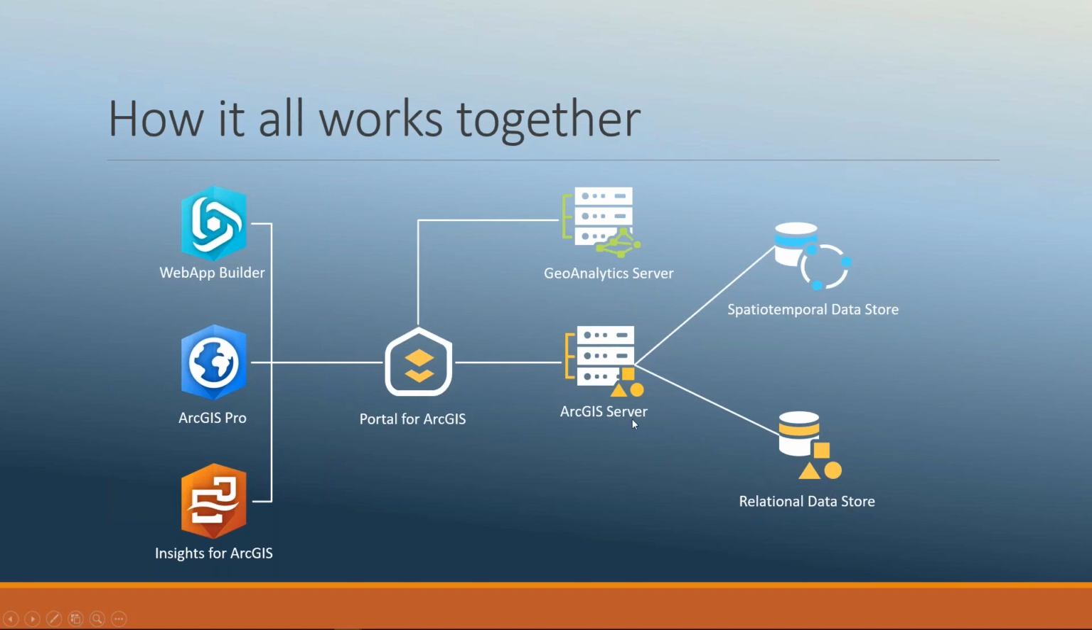the three pieces that are in this orange or yellow color, the relational data store, the ArcGIS Server, and your Portal for ArcGIS, make up what's called your base deployment of ArcGIS Enterprise. This is really the core of your enterprise GIS deployment. Once you have this in place, it's very easy to add the rest of these pieces.